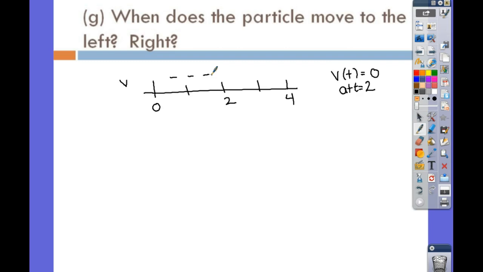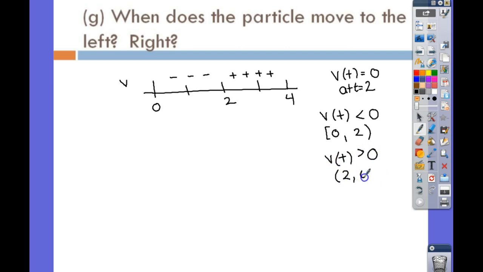How about bigger than 2? Positive, right? We plugged in 3 and we plugged in 4. When we plugged in 3 and 4, we got positive numbers. So the velocity is negative or less than 0 from 0 to 2. Velocity is positive or greater than 0 from 2 to wherever the particle stops moving. At this point, we don't have an end, so we'll say infinity.